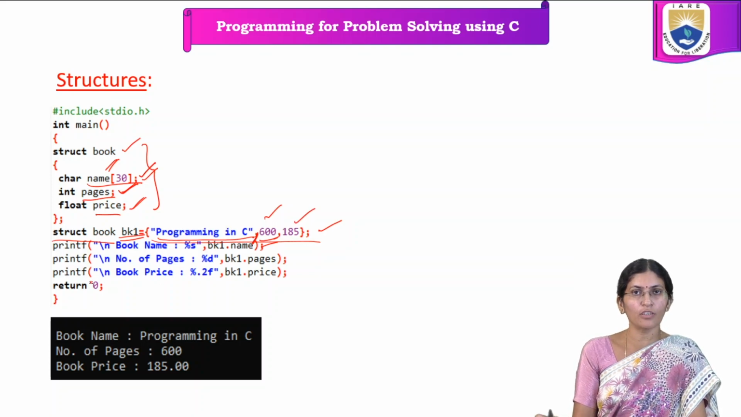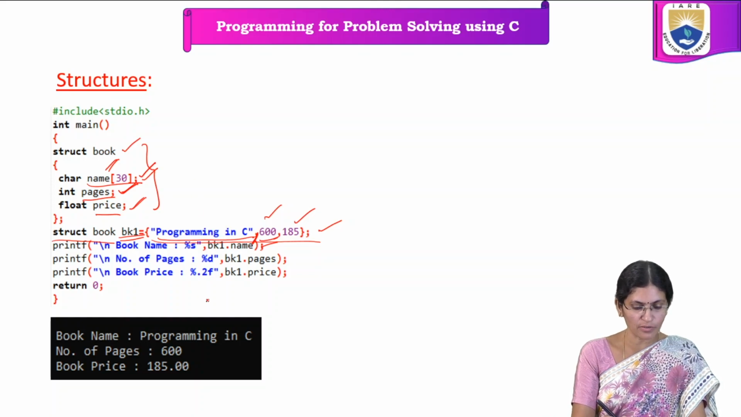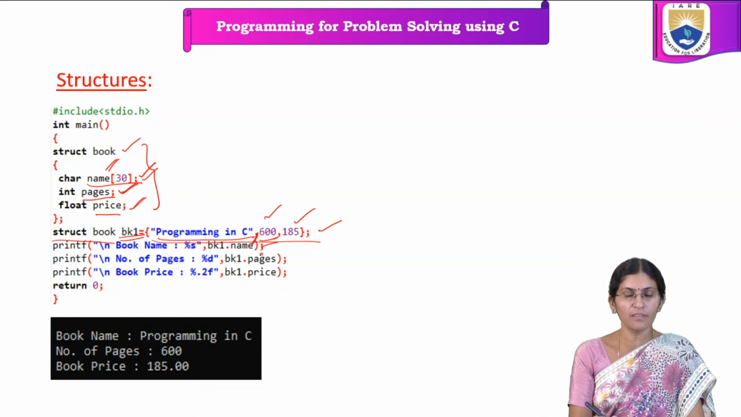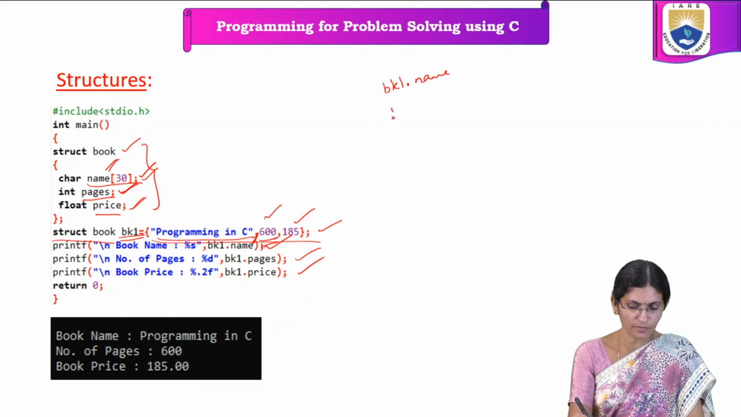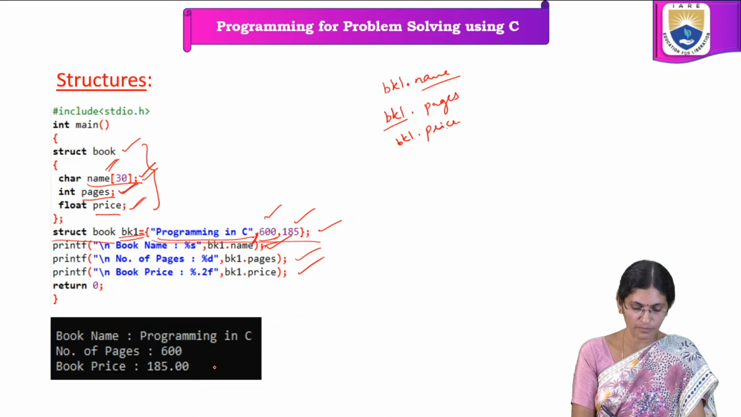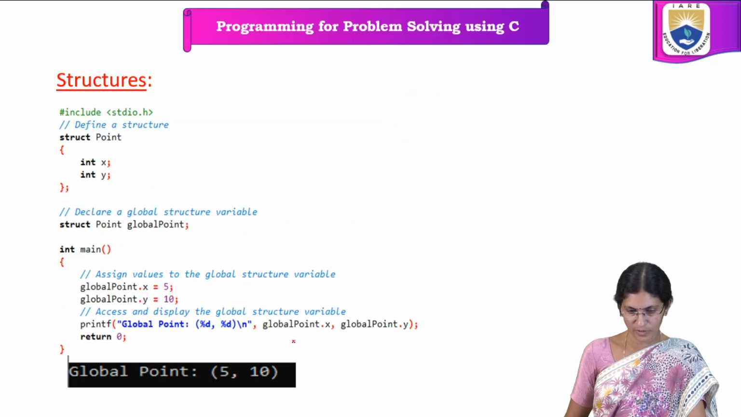Next, in printf, in order to print or display the values of the variable, by using the dot operator we can print the different values. The name of the variable is bk1, so bk1 dot name is the first member, then the second member, and bk1 dot price will give the value of the third member. So this is the output of this program.